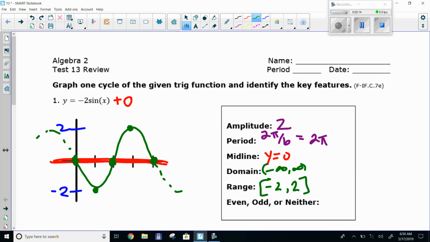Now, as far as even and odd goes, you have to kind of consider the entire picture. Just in general, though, I'll tell you this. All cosines are even. And if a sine passes through the origin, it's going to be odd. So that means that this one right here is going to be odd. If your sine pattern moves away from the origin, that just means it's neither now.